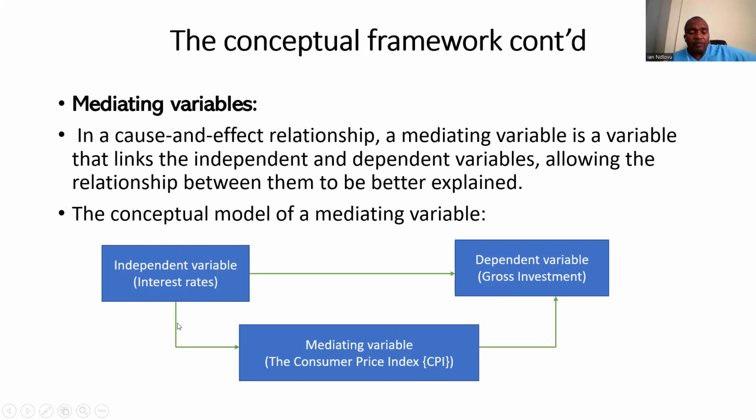But the effect is usually disseminated via the consumer price index or the inflation rate, because the inflation rate tells us the cost of loanable funds in an economy. The impact may be diffused in the loanable funds market, where investment is mobilized, through the consumer price index, which I'm giving here as a mediating variable. So I'm going to explain this further in the next installment or in the next video.